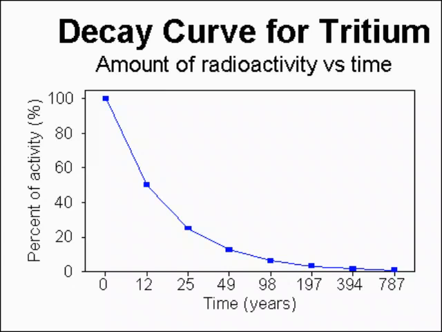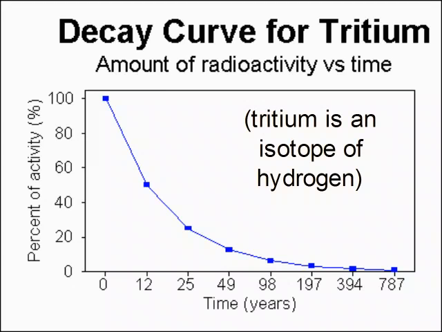It is impossible to predict when an atom will decay, but each atom has a certain chance of decaying, so we can find out when about half will. This is called half-life. In this decay curve for tritium, we see that the amount of tritium halves every 12 years. So the half-life of tritium is 12 years.